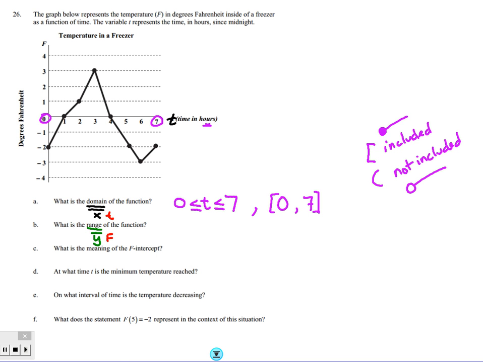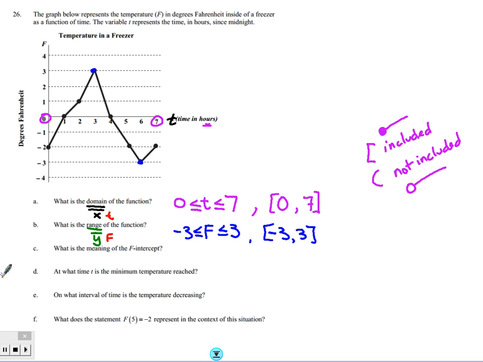So let's go and look at the range. Range, let's see, the lowest it is, we always want to start low to high. So the lowest it is -3, and the highest it goes is +3. So from -3 to +3, all my Fahrenheits in between, less than or equal to +3, Fahrenheits greater than or equal to -3, or again, interval notation, it is equal on both ends. So you could do either one of those, you don't have to do both.